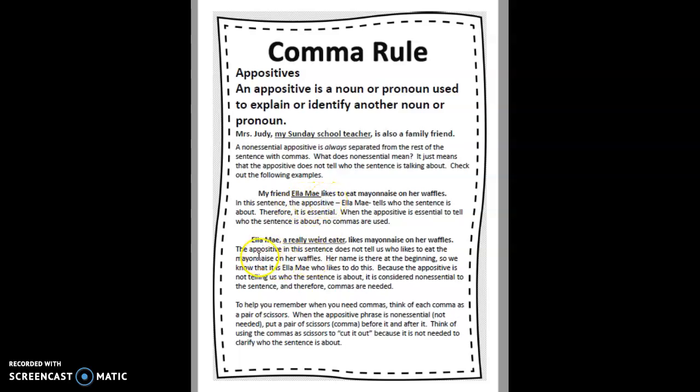Okay, here's another example. Ella May, a really weird eater, likes mayonnaise on her waffles. The appositive in this sentence does not tell us who likes to eat the mayonnaise on her waffles. Her name is there at the beginning, so we know that it is Ella May who likes to do this. Because the appositive is not telling us who the sentence is about, it is considered non-essential to the sentence, and therefore commas are needed. To help you remember, when you need commas, think of each comma as a pair of scissors. When the appositive phrase is non-essential, not needed, put a pair of scissors or commas before it and after it. Think of using the commas as scissors to cut it out because it is not needed to clarify who the sentence is about.